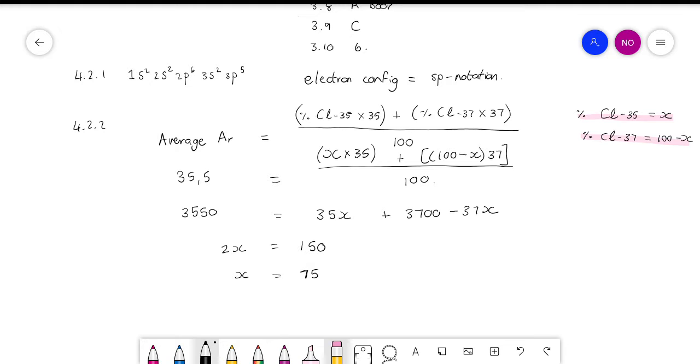So x is equal to 75. In other words, in nature, chlorine 35 makes up 75% of all the chlorines.